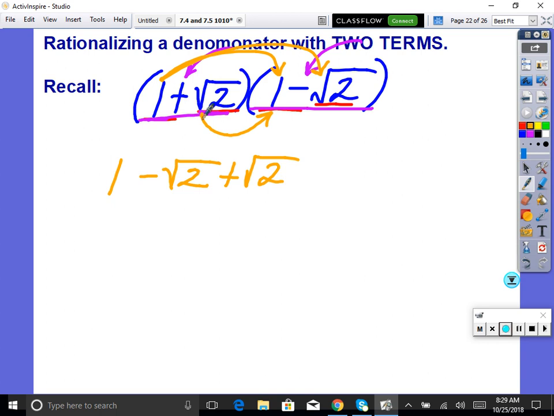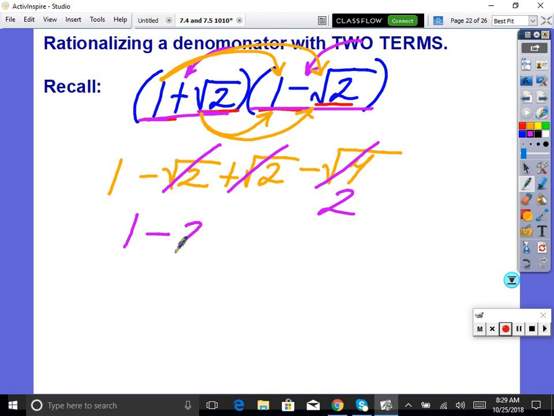Right here, don't mess this up. Positive root 2 times negative root 2 is negative root 4. Now look, our middle terms cancel out because that's what conjugates do. So then don't we have 1 minus, what's the square root of 4? So we're actually dealing with 1 minus 2, which is negative 1.